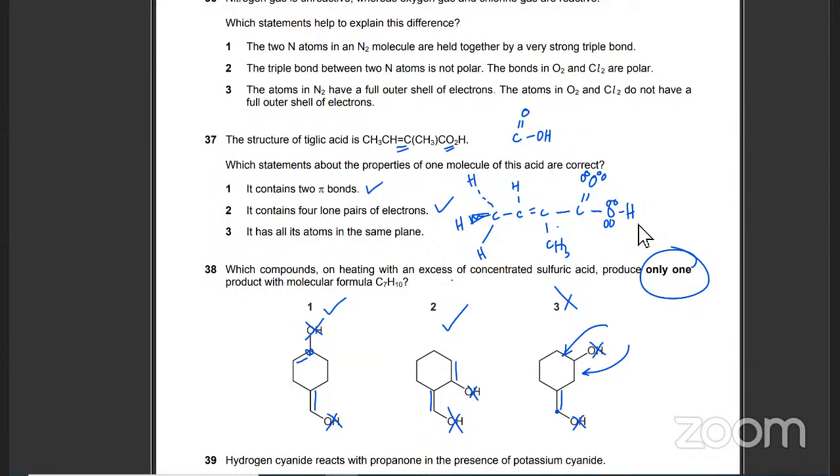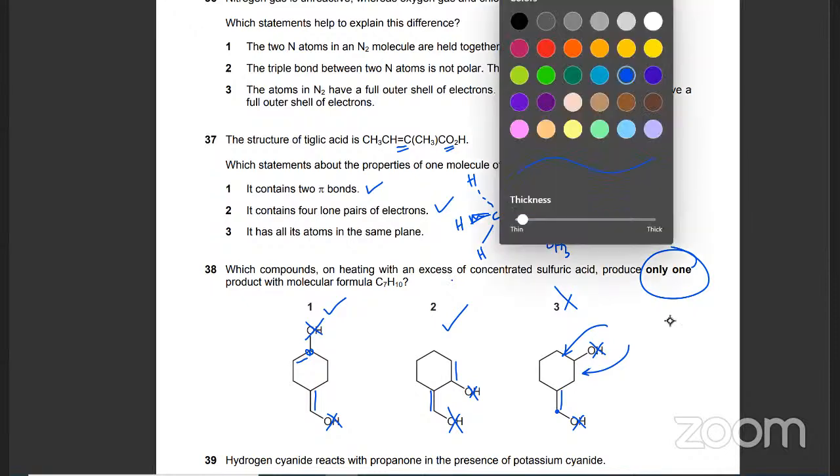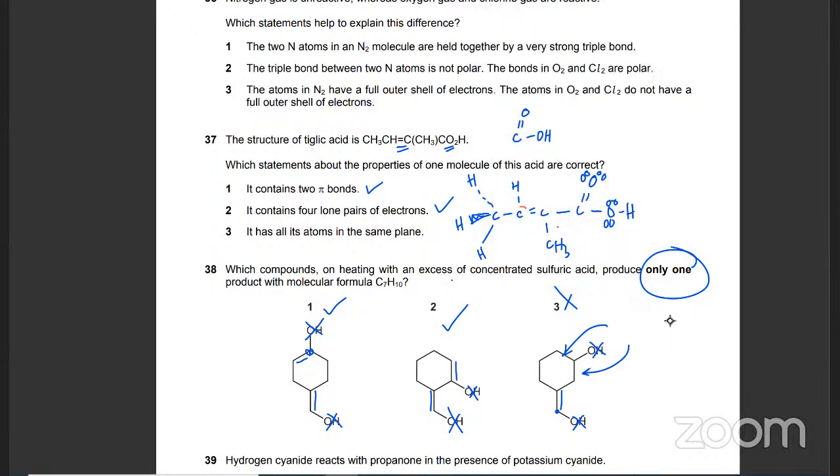But let's talk about this question. Are all the carbons in the same plane? They are actually in the same plane. If you look at this carbon atom and this carbon atom, they're going to be trigonal planar. So let's talk about carbon number 1 and carbon number 2. These two carbon atoms would be trigonal planar. This is carbon number 1.